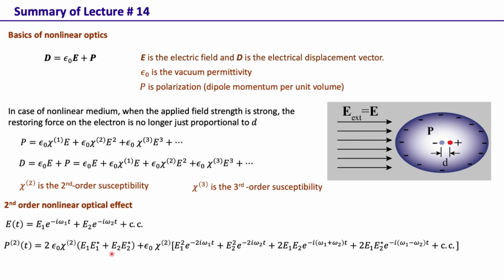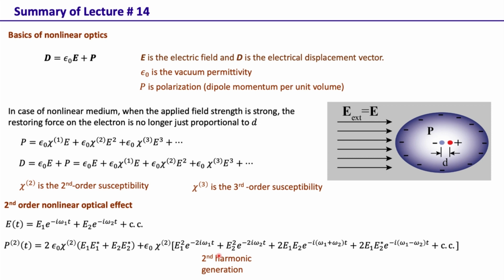These terms are frequency independent, and then we saw that we have terms that have frequencies that are twice that of the external electric field. The external fields were omega 1 and omega 2, and now we can see that this field component is at twice omega 1 and this one is at twice omega 2. This is called the second harmonic generation. That means by having a field at omega 1, we can actually produce a field at twice omega 1.